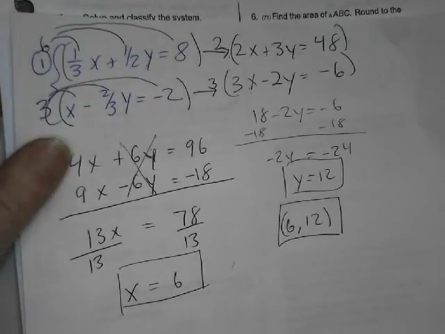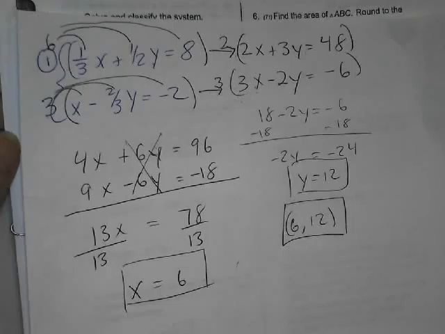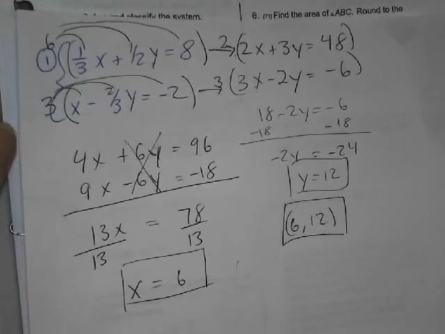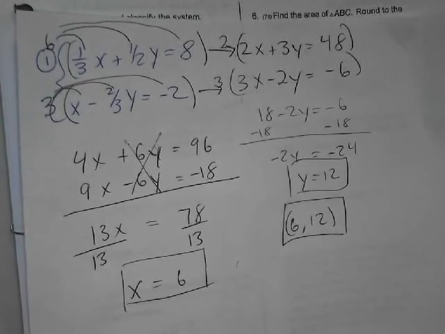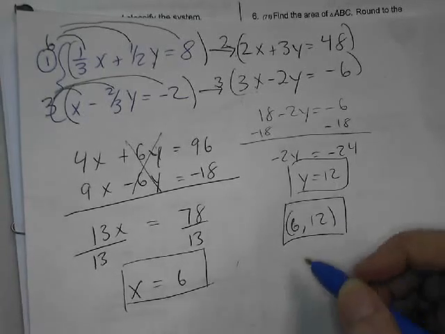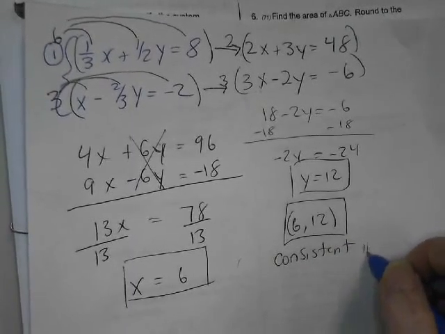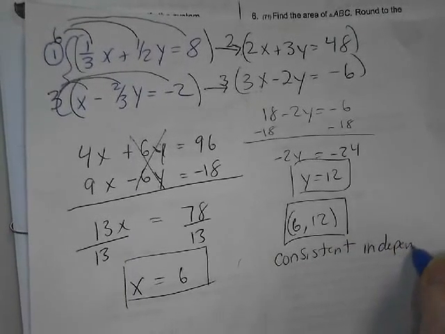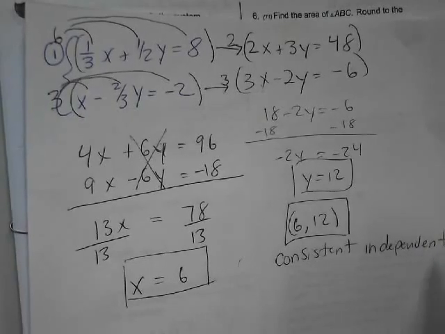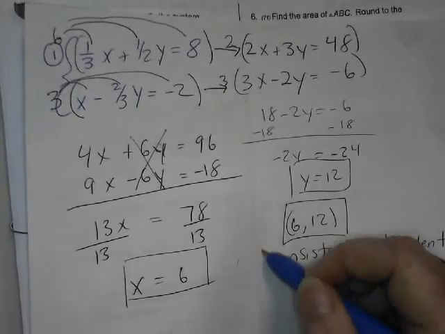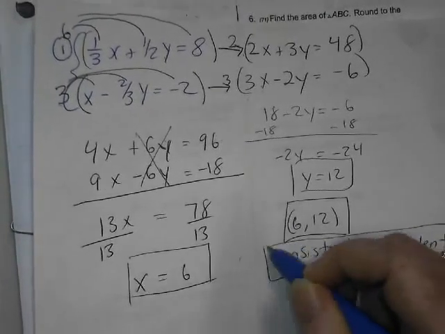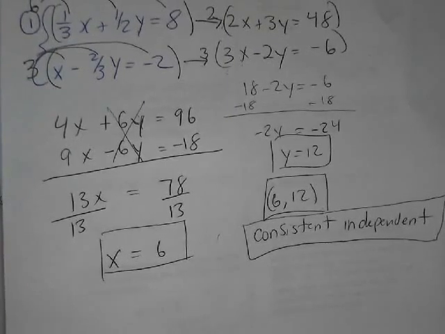Do you guys remember how to classify things? Basically, we want to say, is it inconsistent, or consistent dependent, or consistent independent? Consistent independent. And that's because when they cross, they're consistent and independent.